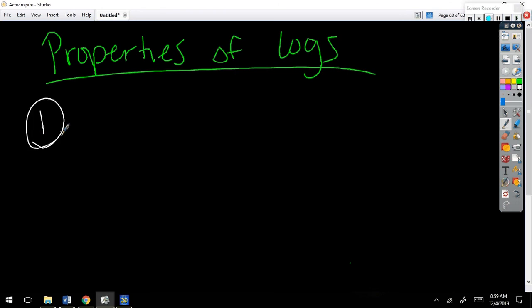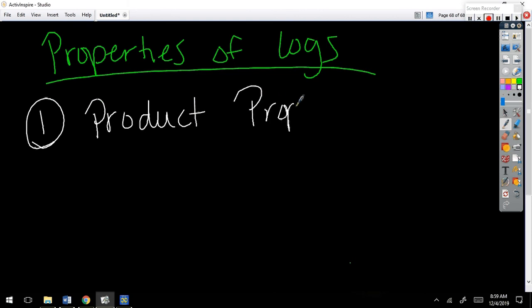The first one is what we call the product property. Now, because logs are what? Exponents. Keep that in mind. Logs are exponents, and it will help you with these properties.